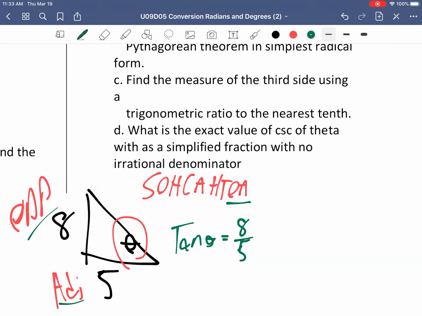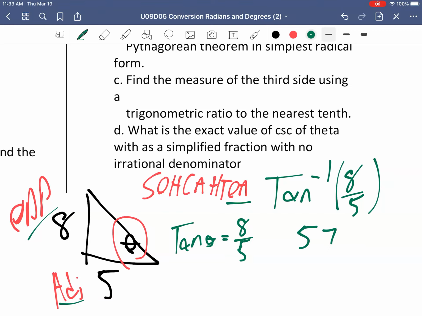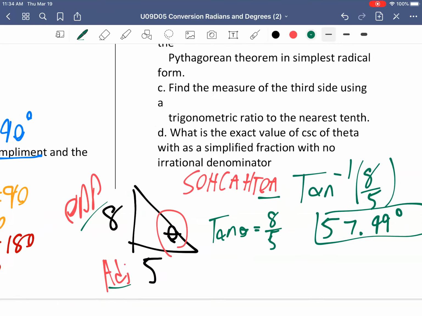Next, going to use my calculator to find the tan inverse of 8/5. So tan inverse of 8 divided by 5, assuming my calculator's in degree mode, is 57.99 degrees, so approximately 58 degrees. I'll just call it 58 for the rest of this question.